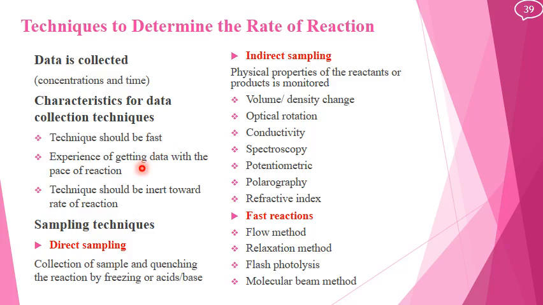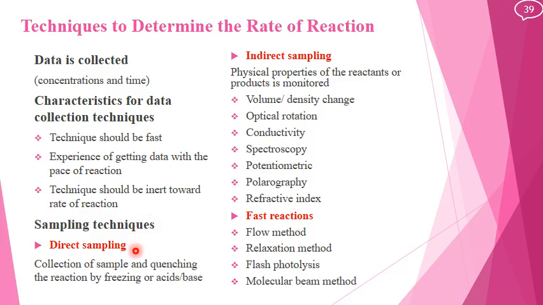Okay, and the speed of getting data should be high enough, because we have to move toward the pace of the reactions. If we are very slow in collecting the data, then we will not be able to collect the proper data which will be helpful in order to check out the rates of chemical reactions. And definitely the technique which will be applied during the proceeding should be inert toward the rate of reactions. Meaning our technique should not be interacting with the reactants or products, and the reactant and product may be converted into some other byproducts if our technique is reacting with our materials.